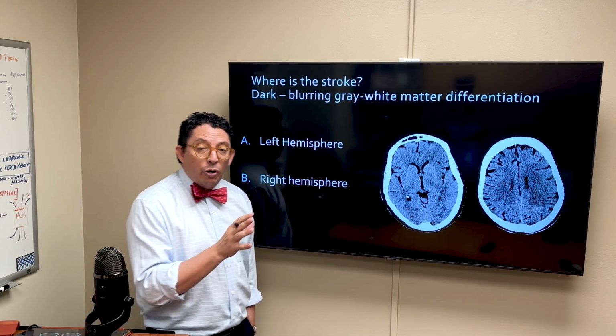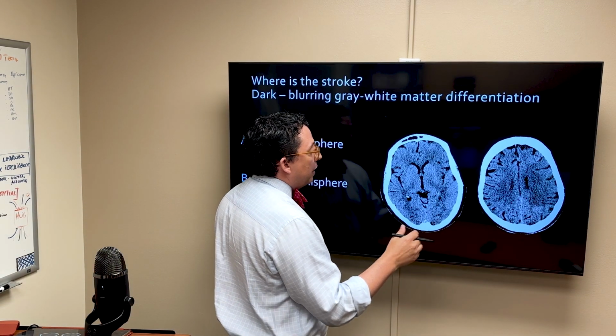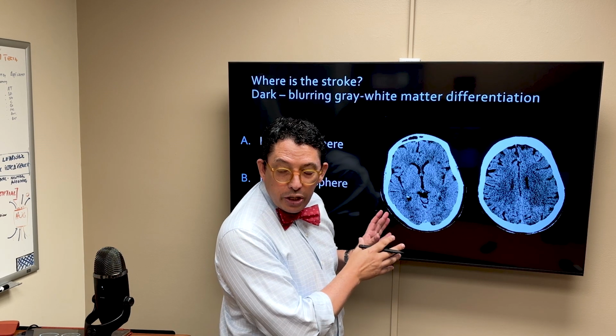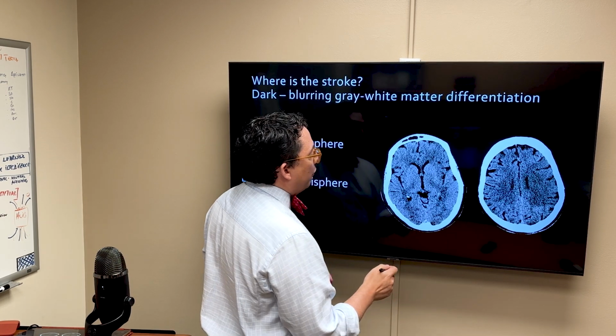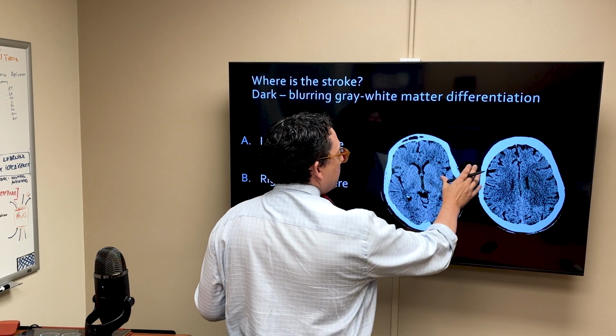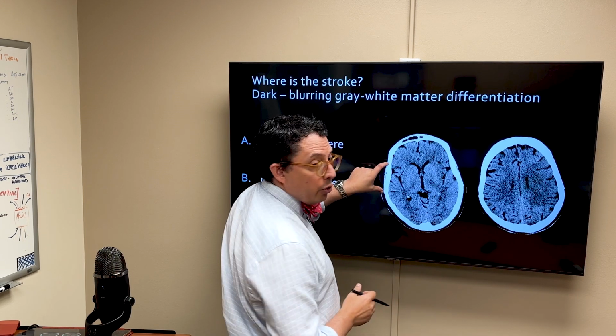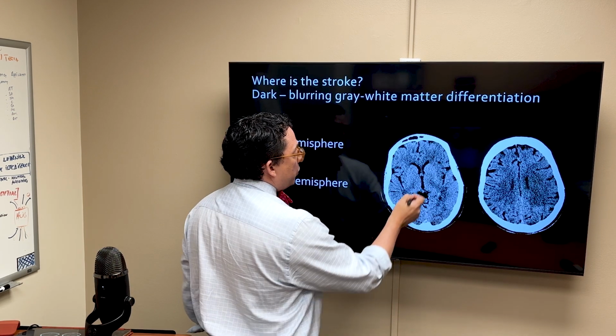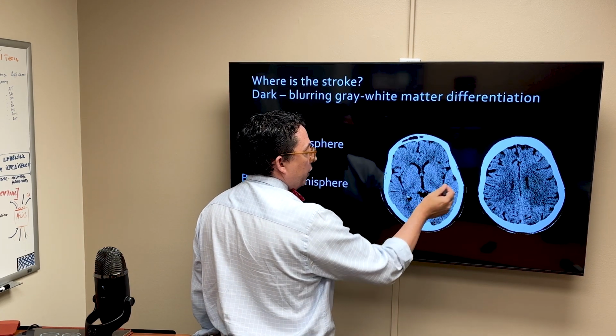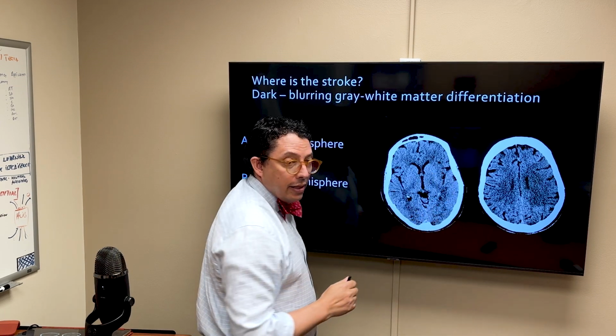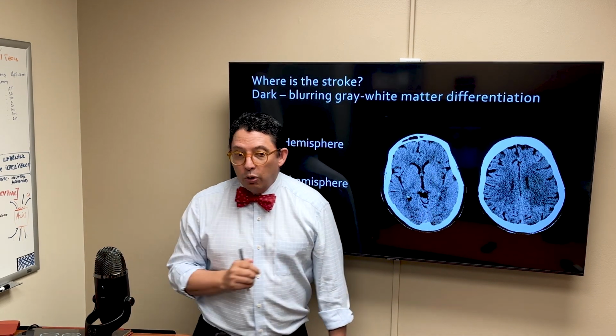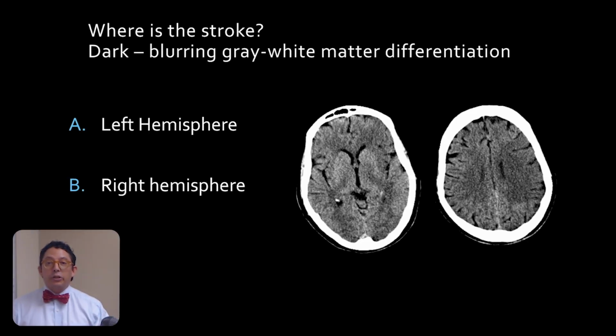Just as a reminder to everybody, when you're looking at any cross-sectional image, the left of the patient is to your right, and the right of the patient is to your left. So this is going to be the right hemisphere, and this is going to be the left hemisphere. Look carefully to see if there's a place where you cannot see the gray-white matter differentiation well.